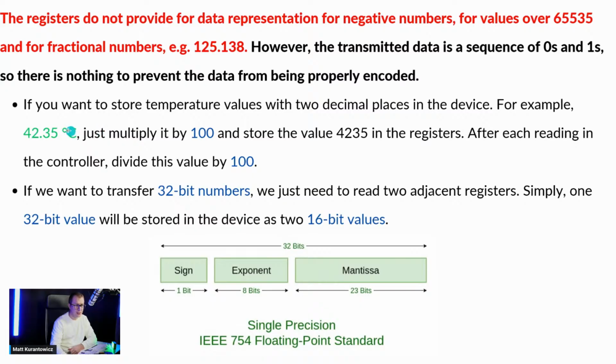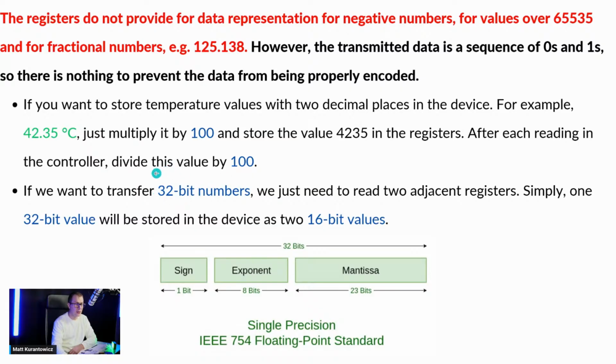So the first case, for example, we would like to send a temperature from the sensor, 42.35 Celsius degrees. In the PLC program, we can multiply this value by 100, and we store the value in the Modbus register. That value will be 4235, okay? And we can send this value to the SCADA system or PLC, and then we can divide this value by 100. In a lot of industrial applications, we use such a trick.